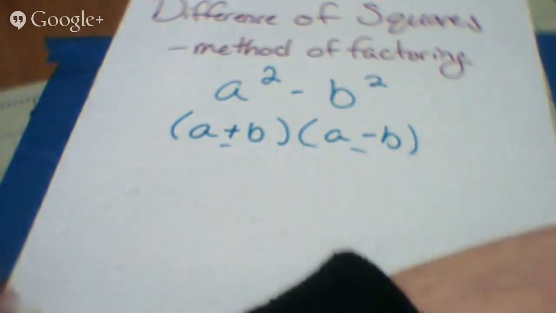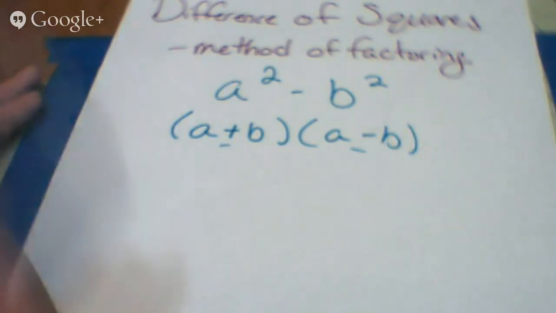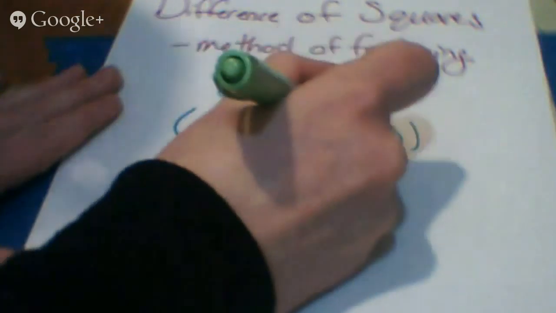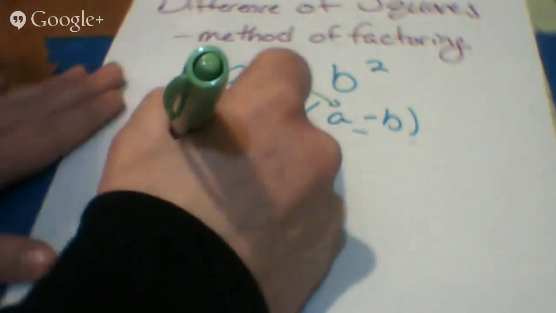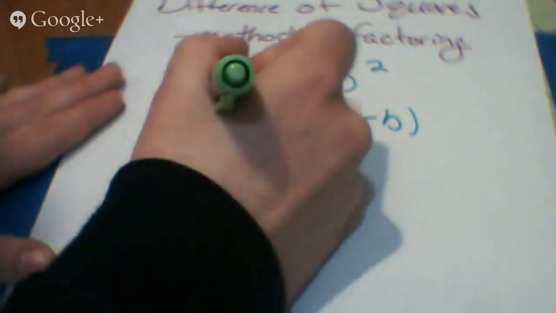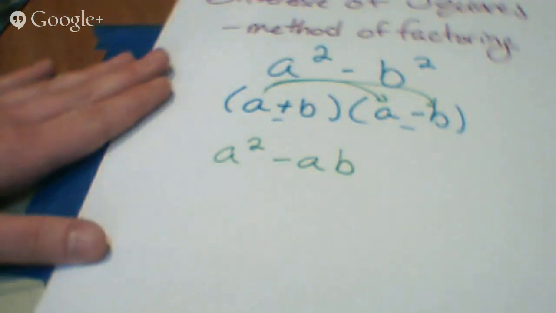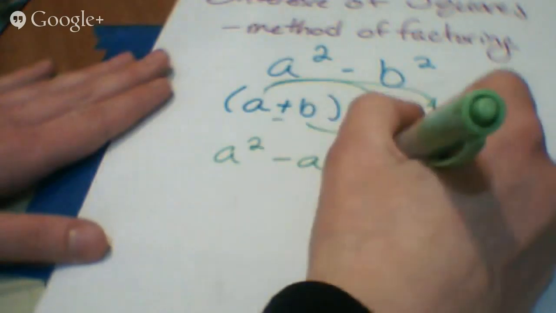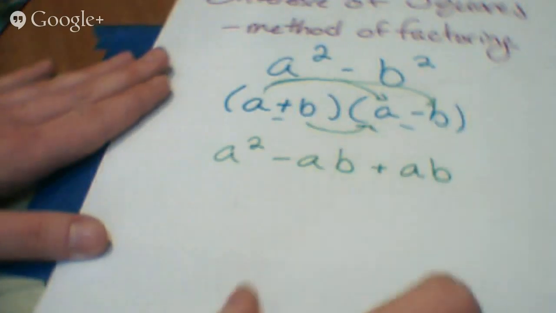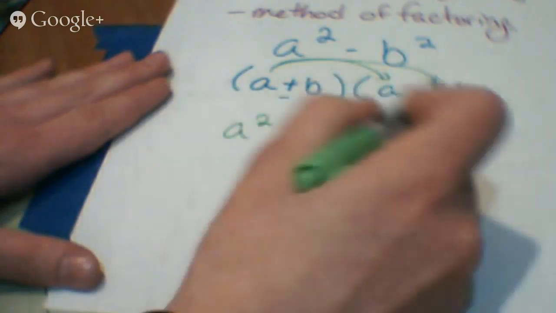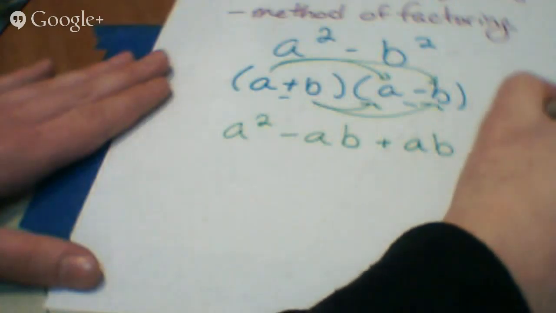So if you don't believe me, let's check our work, and we can check that by FOILing, which is something we learned last week. So I would do my first, which is a times a, which is a squared. I would do my outsides, which would be a times negative b, which would be minus ab. And then I would do my insides, which would be b times a, which we'll just call plus ab. And then we would do our last, which would be b times negative b, which would be minus b squared.